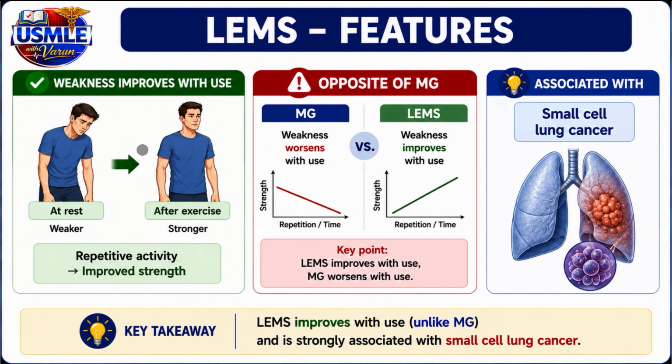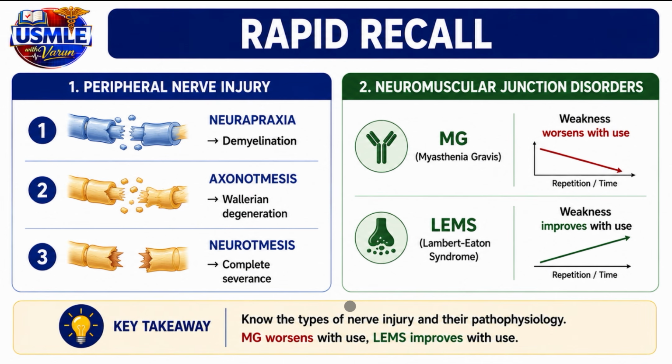Lambert-Eaton myasthenic syndrome, unlike myasthenia gravis, has weakness that improves with repeated use. This condition is often associated with an underlying malignancy like small cell lung cancer. Just as myasthenia gravis is associated with thymoma, LEMS is usually associated with small cell lung cancer. The weakness worsens with use in myasthenia gravis, and improves with use in Lambert-Eaton myasthenic syndrome.